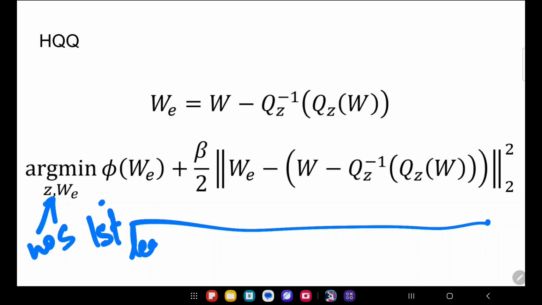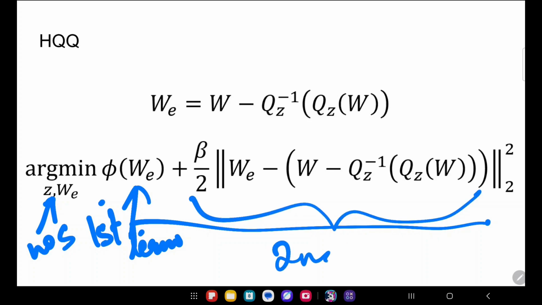First term, and this is the second term.